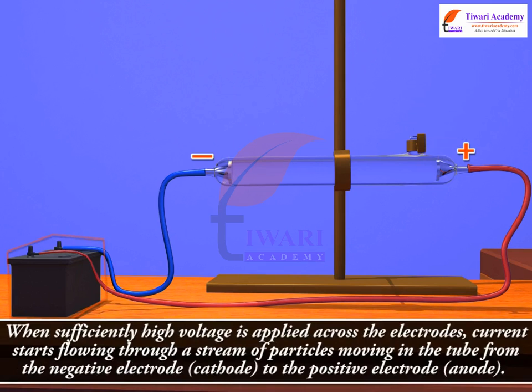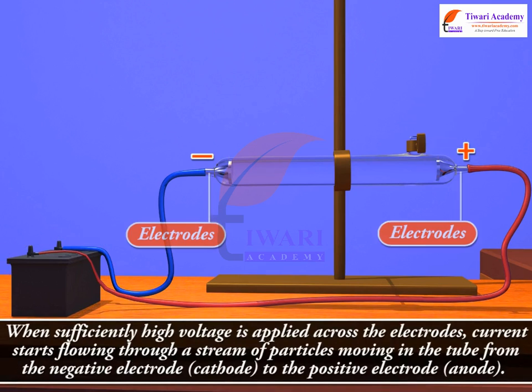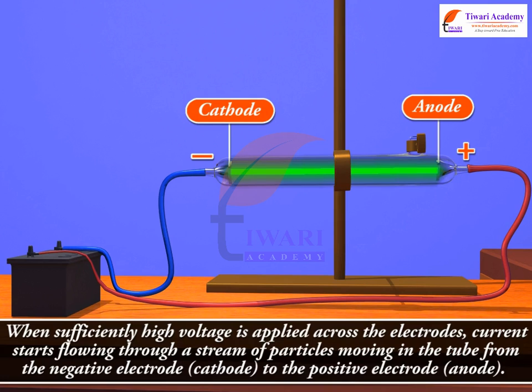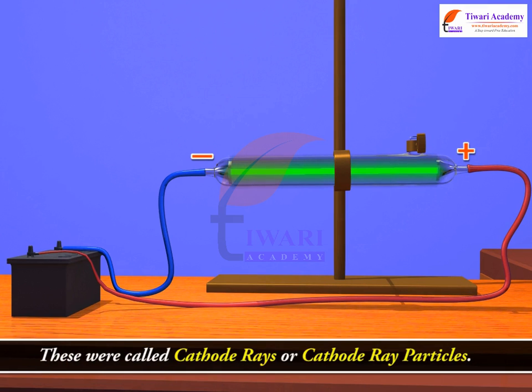When sufficiently high voltage is applied across the electrodes, current starts flowing through a stream of particles moving in the tube from the negative electrode, cathode, to the positive electrode, anode. These were called cathode rays or cathode ray particles.